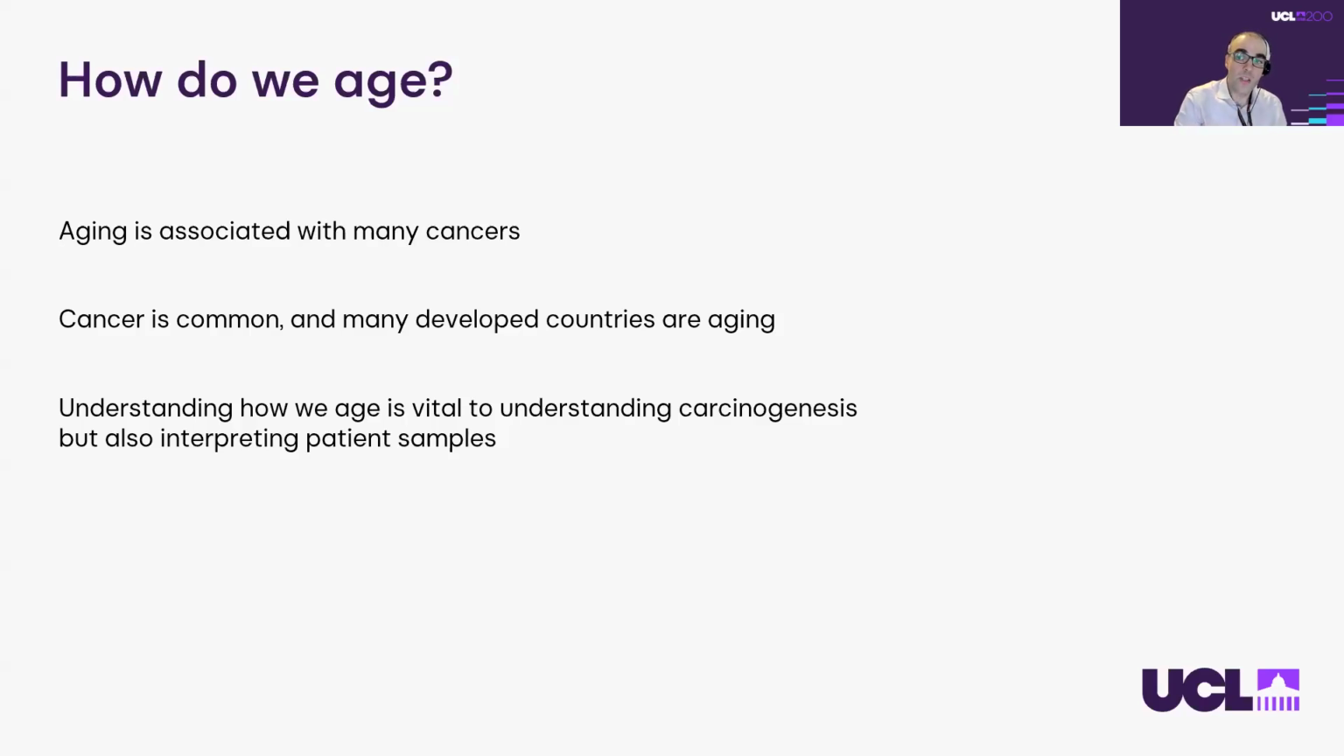The relationship with aging, though, is more complicated because we are living in an aging society, as many developed countries are. So understanding how we age, how our bodies change, and what controls those changes is vital to understanding how cancers initiate. It's also vital to understanding patient samples because the aged body is not naive, it's not mutationally naive. And actually, that changes the way we would interpret anything we can collect from patients.